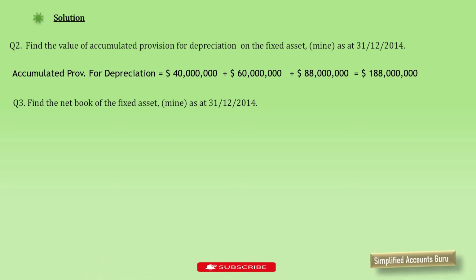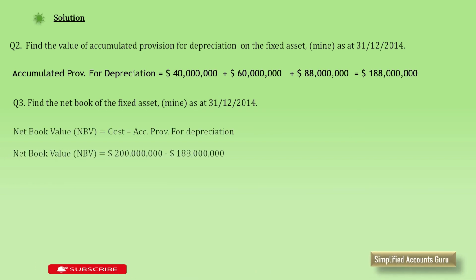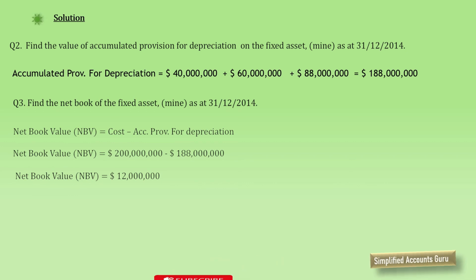So in this case, the net book value is we have $200 million minus $188 million, which gives you $12 million. So the net book value of the mine is $12 million.